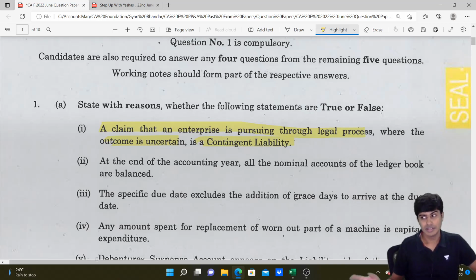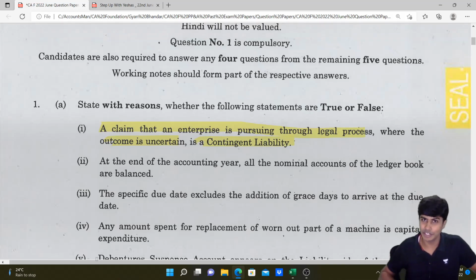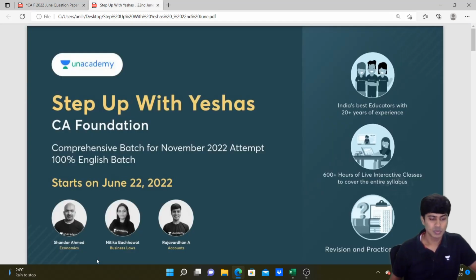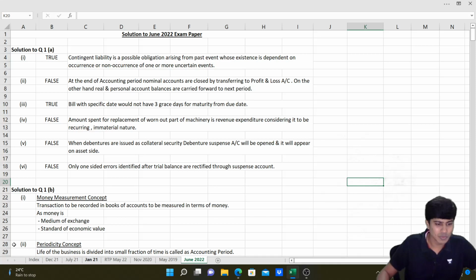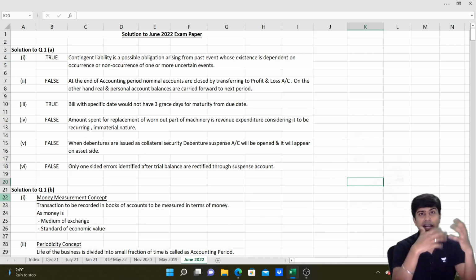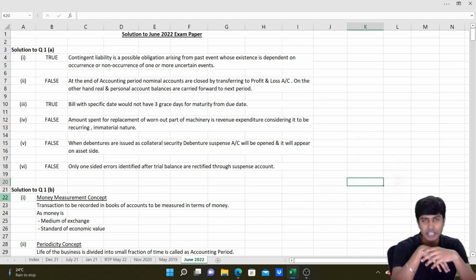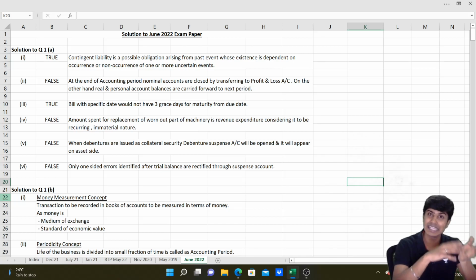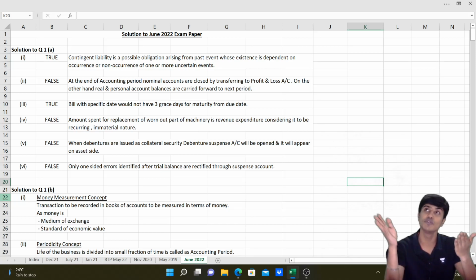You won't get marks just for the true or false answer. You would have to write the reason as well. So the answer is actually true. So what is the reason? We'll just write the definition of contingent liability at first. Contingent liability is a possible obligation arising from past events whose existence is confirmed on occurrence or non-occurrence of one or more future events.